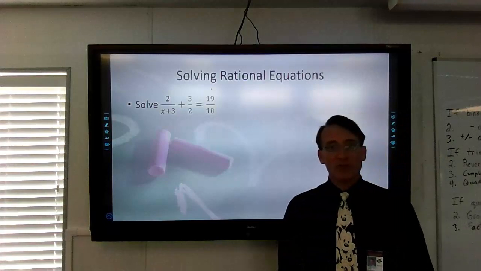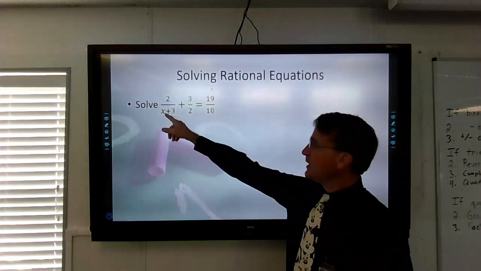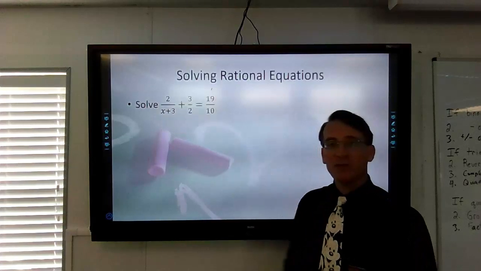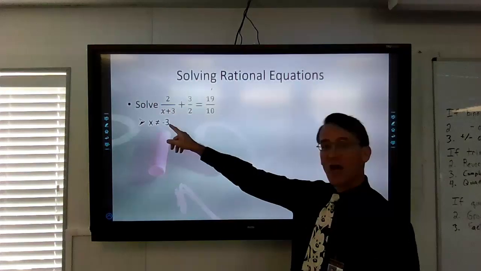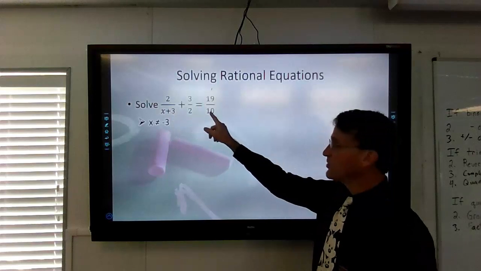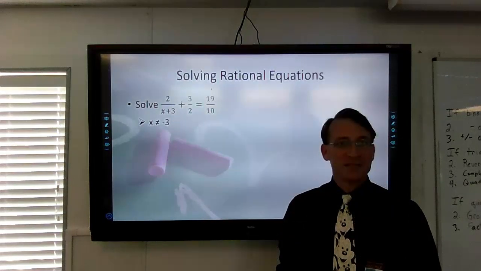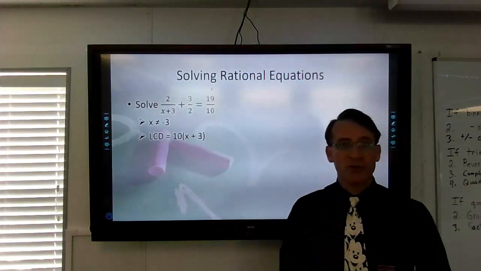The first thing I need to do is find out what values of x it cannot be. The only x is right here in the denominator, so x plus 3 cannot be equal to 0, which means x cannot be -3. Then I find my common denominator. x plus 3 is one of my terms. I have 2 and 10 as numbers, so my common multiple there is 10. So my least common denominator is going to be 10 times x plus 3.